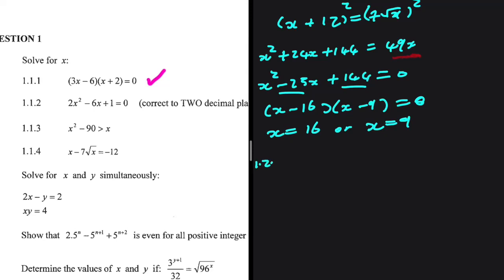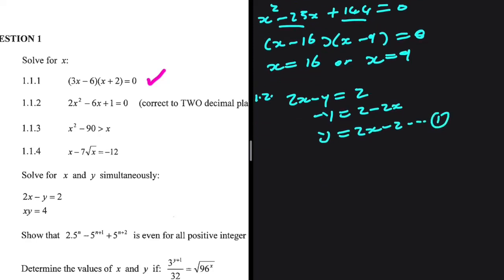Right, 1.2. Let's solve for x and y simultaneously. We have 2x minus y being equal to 2. I'm going to make y the subject of the formula because it is less complicated. If I make x the subject, I'm going to have to divide both sides by 2, which I don't want to do. So I'm going to have minus y being equal to 2 minus 2x. Divide both sides by minus 1. y is equal to 2x minus 2. I can call this equation 1, but I don't even have to do that.